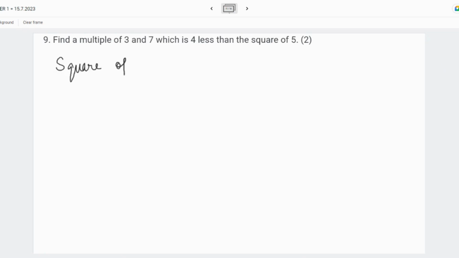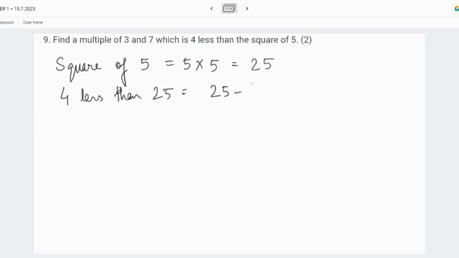Now question number 9. Find the multiple of 3 and 7 which is 4 less than the square of 5. The new number which over here you will find is the square of 5. That is the new number. Square of 5 means 5 multiplied by 5. Square of any number means the number multiplied twice. Square of 4 means 4 into 4. Square of 2 means 2 into 2.